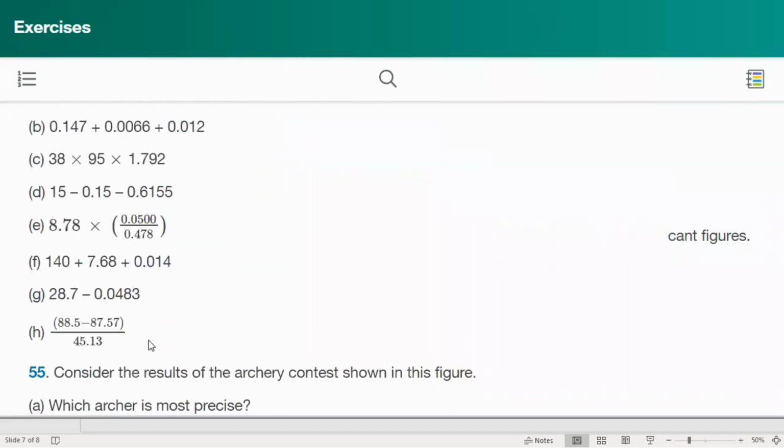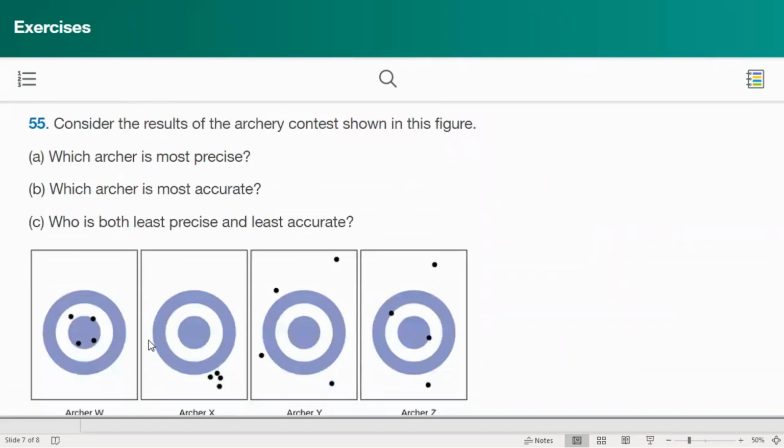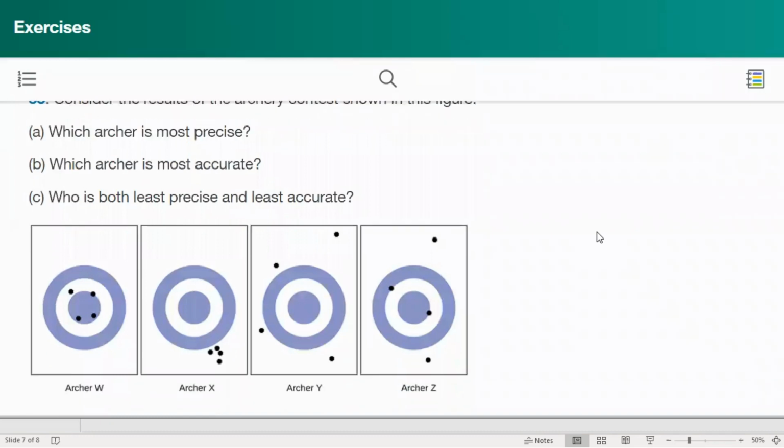So we're going to skip this one just for now. Now, I looked at this exercise and I have to complain a little bit. It's very hard to eyeball this, especially for part C. So let's just try to do the exercise. Which archer is the most precise? I'd say it's archer X because the arrows are landing very close together here. The closest together packing is right here.